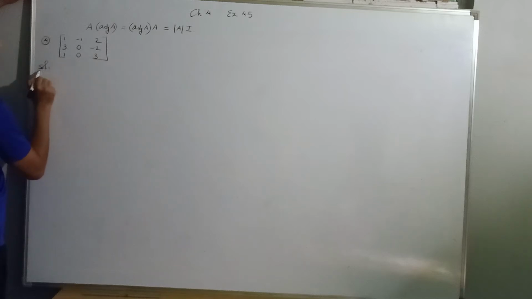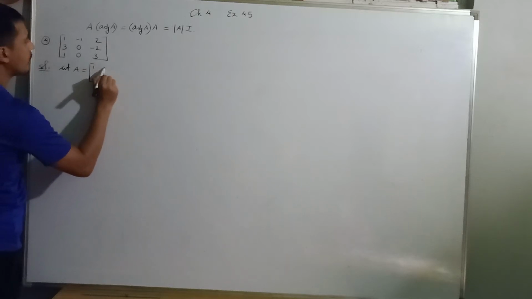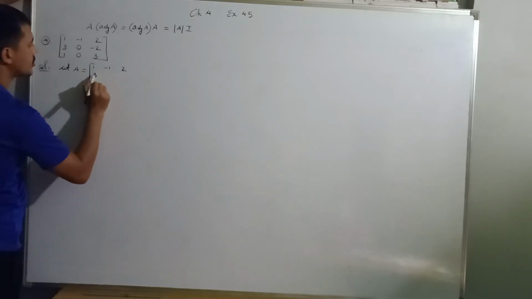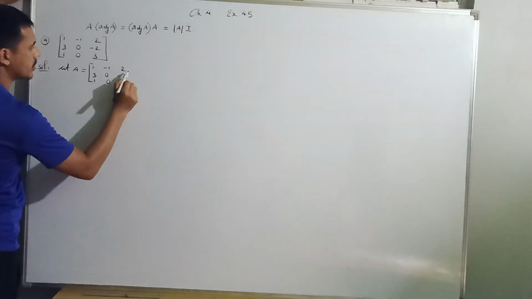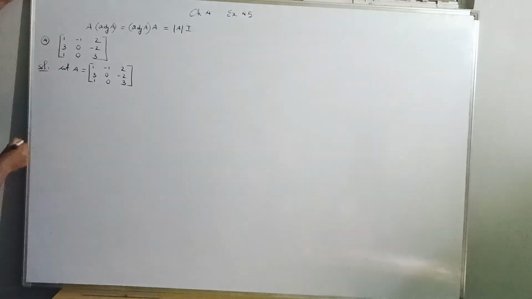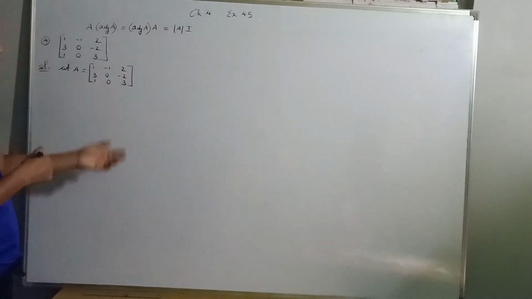So, solution. Let A be your matrix: 1, minus 1, 2, 3, 0, minus 2, 1, 0, 3. In order to find the adjoint of this matrix, let us find the cofactor of all the elements of this matrix. This time we'll do it directly.